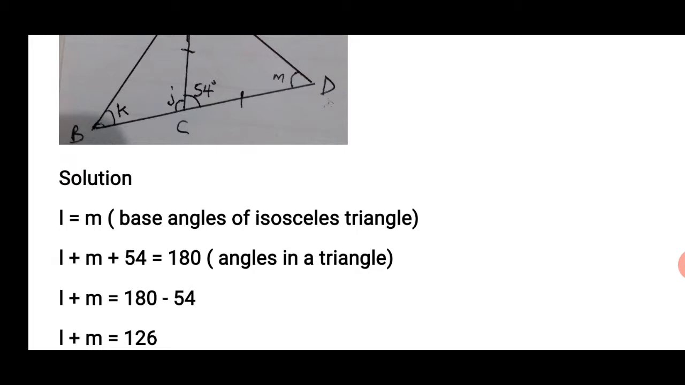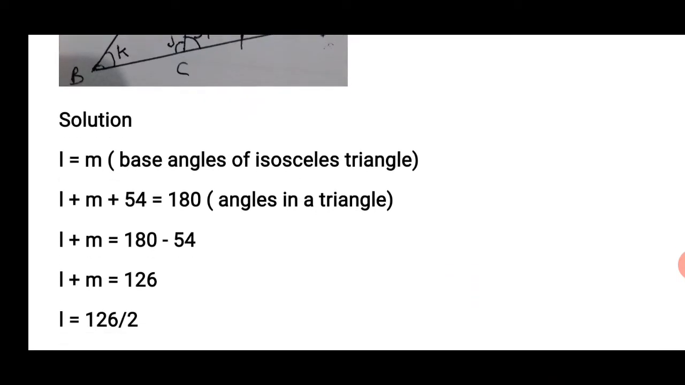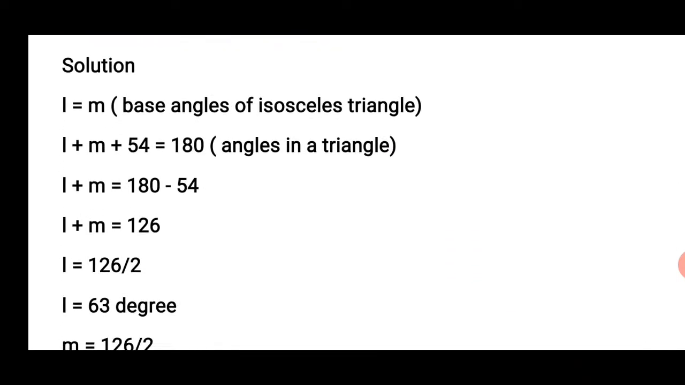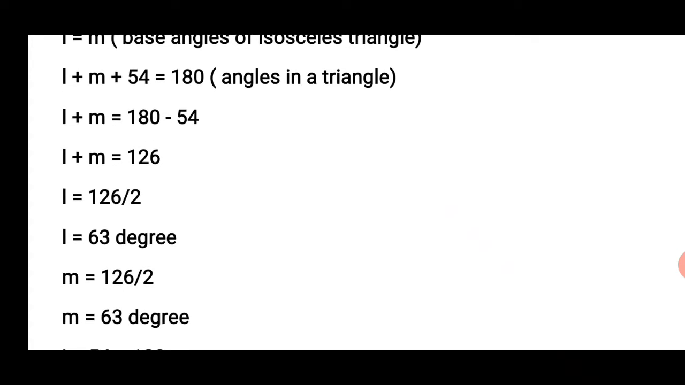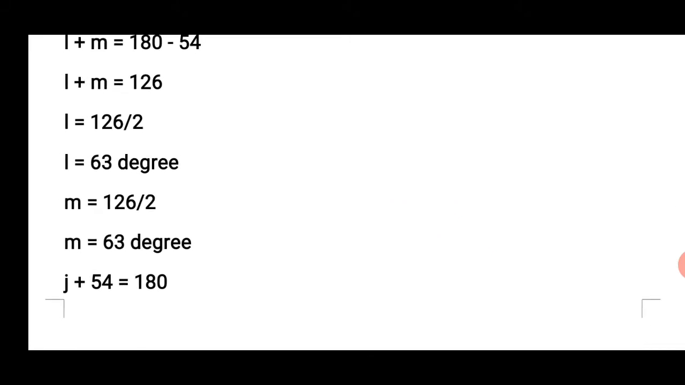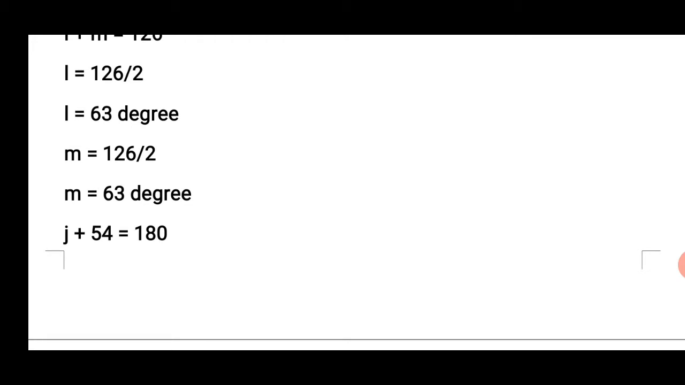We bring 54 to the other side of the equation where it becomes a negative number. Then we have L plus M is equal to 180 minus 54, and the value of L plus M is 126. Now, since L is equal to M, we divide 126 into 2. So L is equal to 126 divided by 2, so L is equal to 63 degrees. M is also equal to 126 divided by 2, and M is equal to 63 degrees.